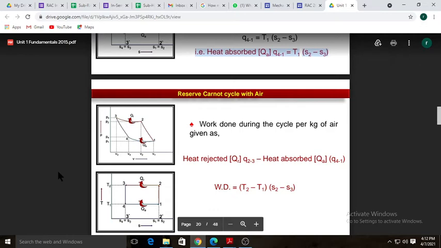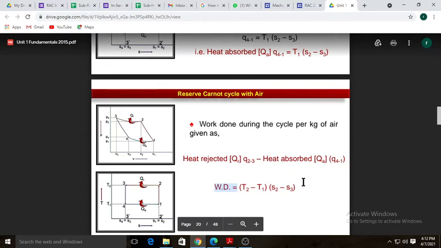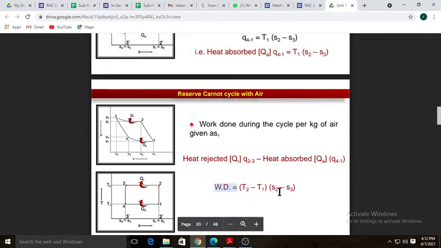Now the work done during this cycle is the heat rejected Q_R minus the heat absorbed Q_A. So work done can be given as (T2 minus T1) into (S2 minus S3).